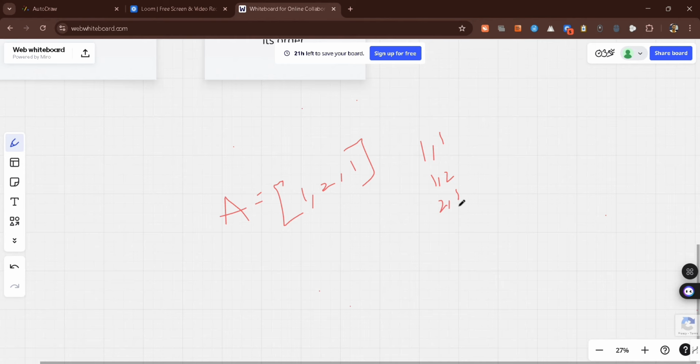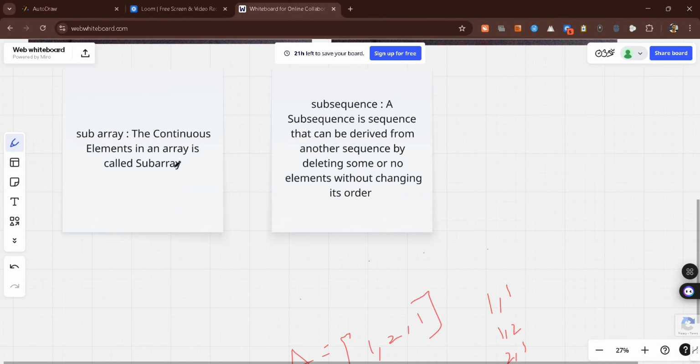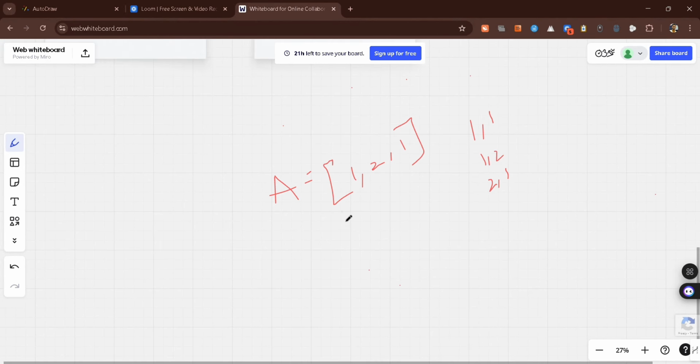So if we generate the subarrays, what is the definition of subarray? Can we use the subarray formula in this? No, right? Let's discuss the definition of subarray here. Subarray, the continuous elements in an array, is called a subarray. The word itself says continuous elements. Let's discuss the subarrays of A for this example only.